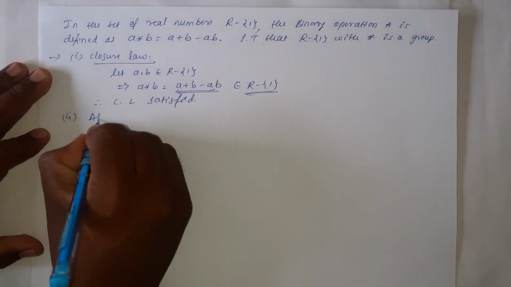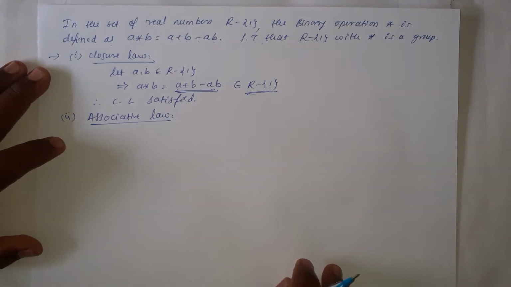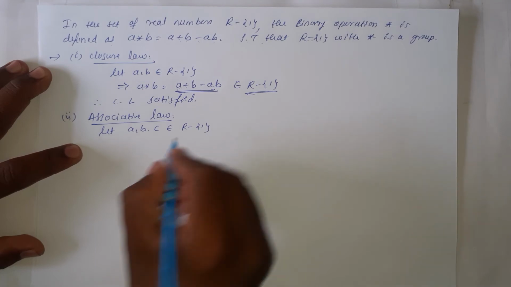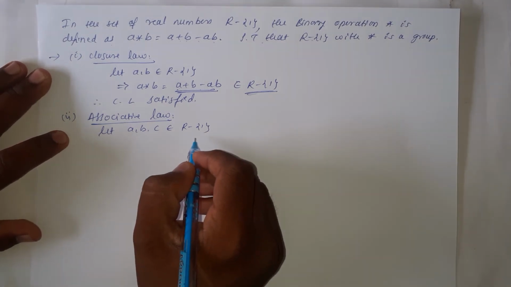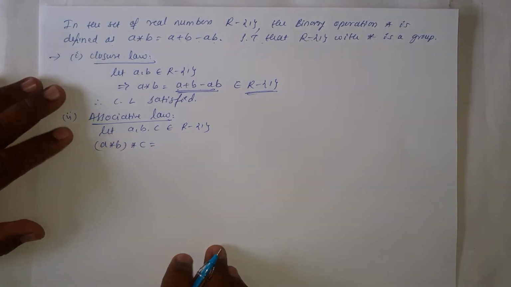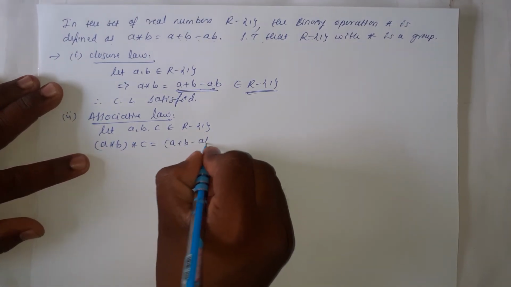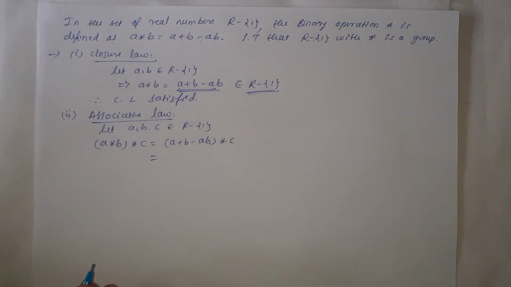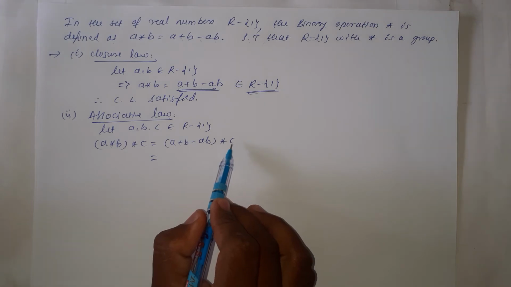Then second one, associative property. Associative law. So, here let us consider the 3 elements A, B, C belong to R minus 1, means no element of A, B, C is equal to 1, because the set is R minus 1 only. So, now consider A star B star C. So, here by the definition of given binary operation A star B can be written as A plus B minus AB star C. Now, it is also in the form of A star B only, where the first element is this total A plus B minus AB and the second element is C.